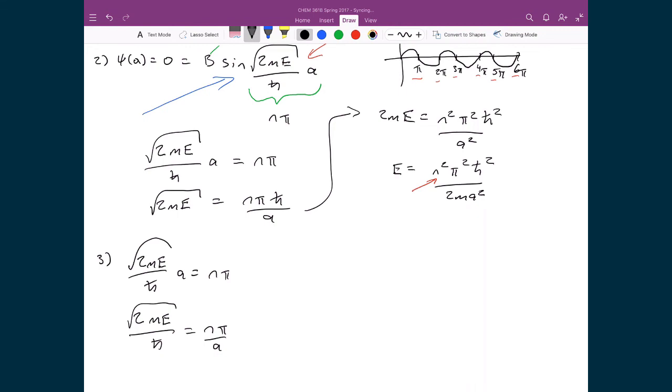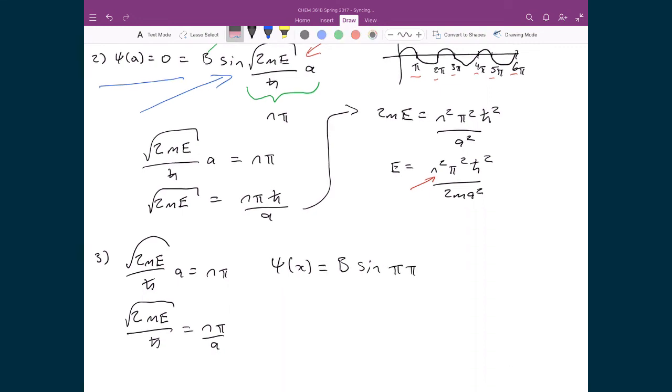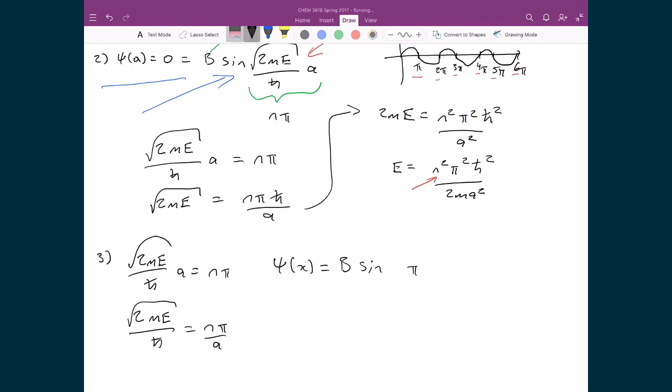And so from this boundary condition that we have up here, psi at a is equal to 0 is equal to B sine of root 2mE over h bar times a, I can simply rewrite that, because now I don't need to write the root 2mE over h bar. I can write n pi over a. So my solution is psi of x is equal to B sine of n pi over a times x.